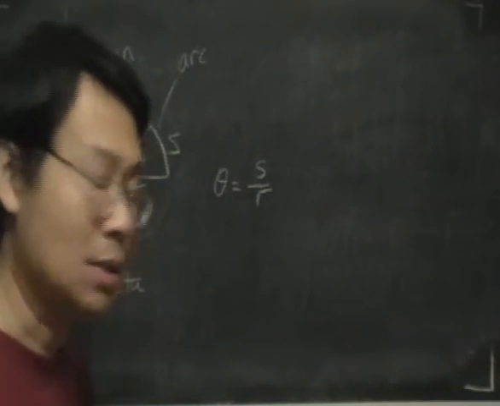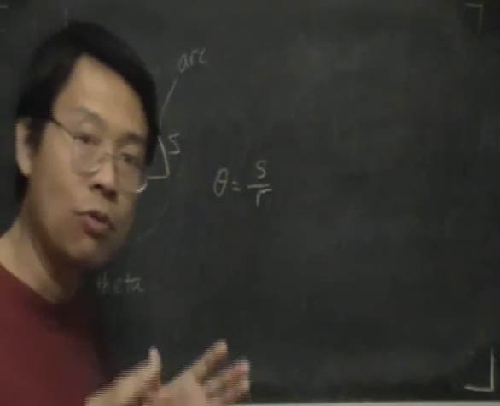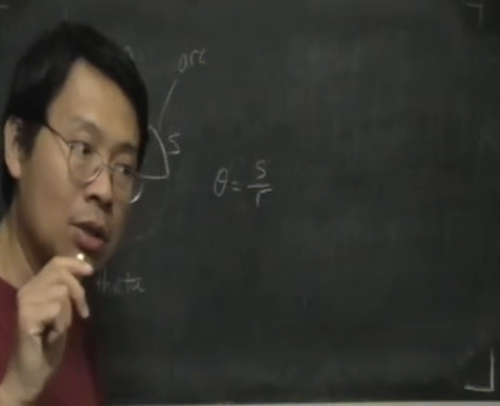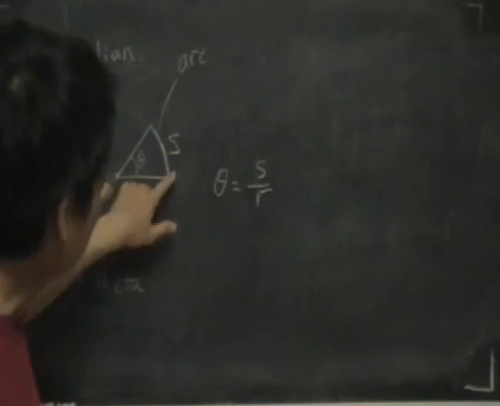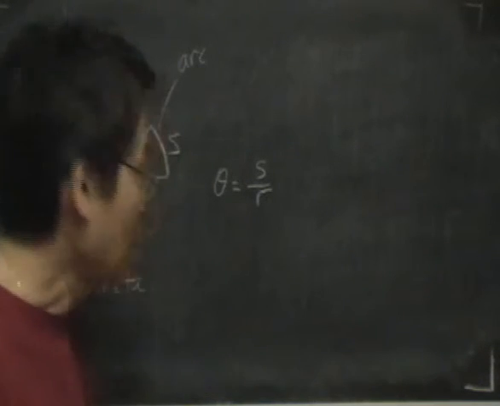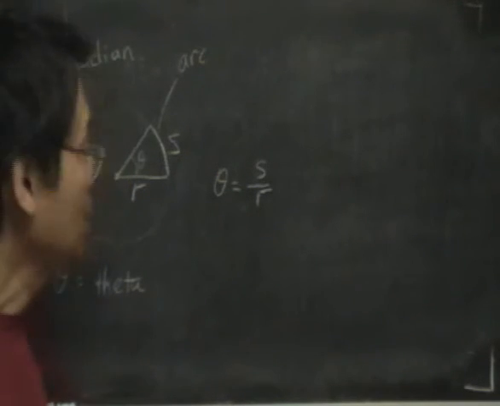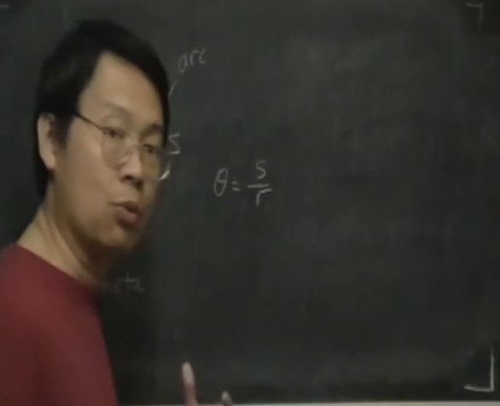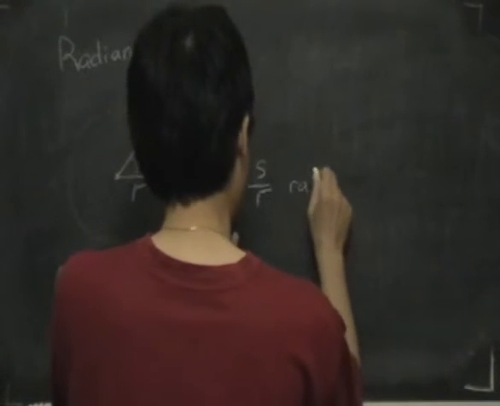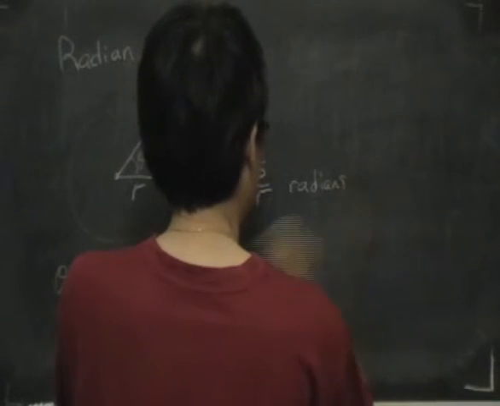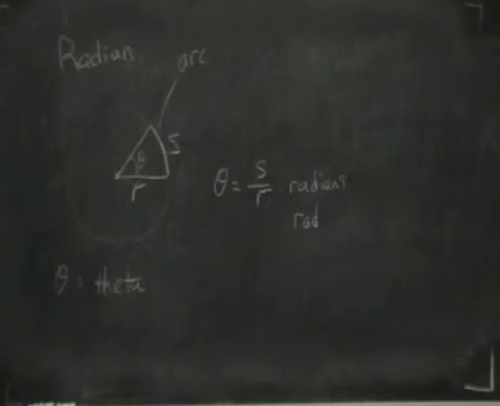So what this means is that if you have a certain angle, then you can find this angle in units of radians by measuring the length of this arc and dividing it by the radius, like that. If you do that, this fraction will be the angle in units of radians, or just rad is the short form that is often used.